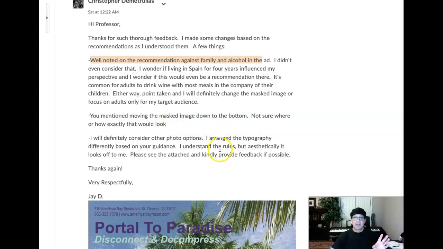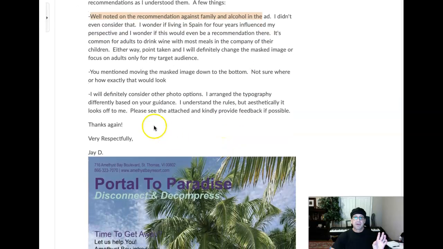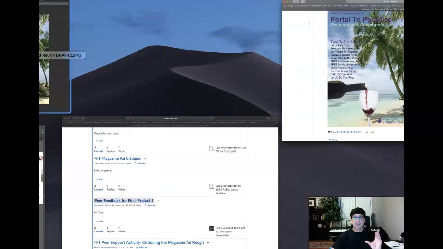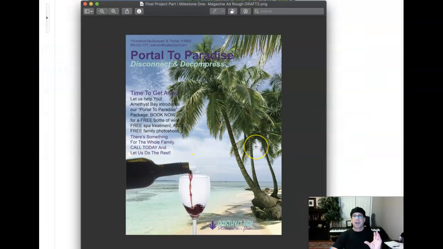moving the masked image. Talking about definitely considering other photo options. Typography. Okay, this is really critical, Jay. This is a really critical point where we're at right now because right now you're understanding the techniques, right? So you're working on your proficiency in terms of technical execution of the techniques associated with the magazine campaign, part of the campaign, I should say. So right now, we've got to circle back and say, okay, what have I learned, and what would I do differently if I were to start this project over again?